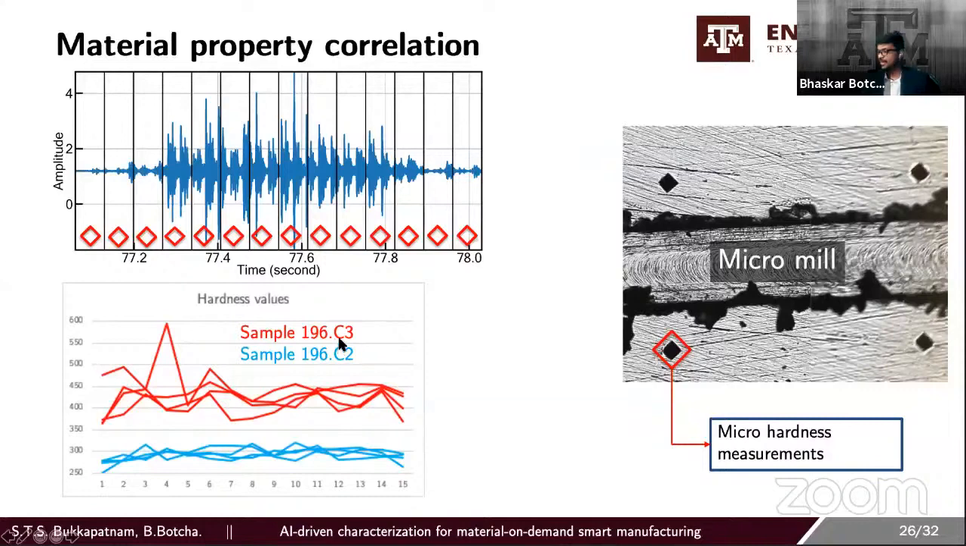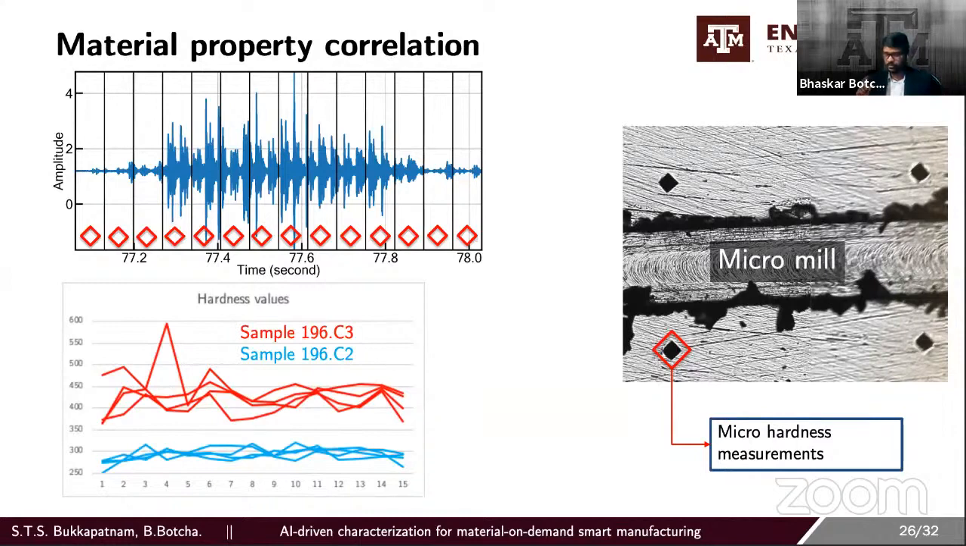So if we look at these two samples, 196C2 and 196C3, whenever we took these micro hardness measurements, we saw that there is a considerable shift in hardness values for 196C3 with higher nickel content, and much lower hardness for values where we have lower nickel content. Because of this discernible difference just from the hardness measurement values, we could identify that a harder material when cut obviously emits higher vibrations, higher acoustic emissions.